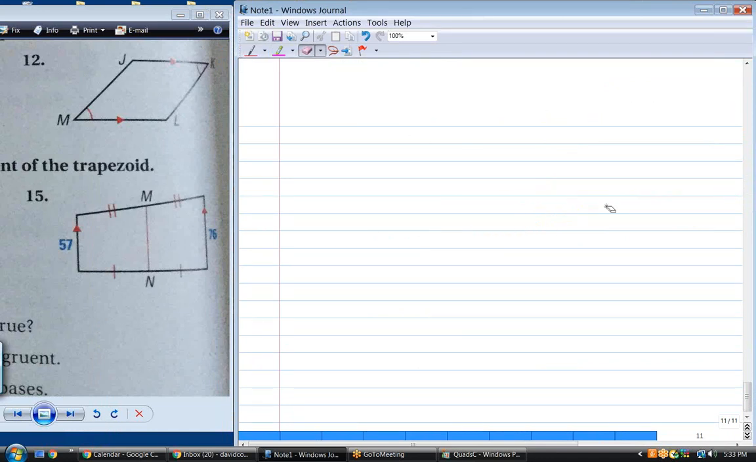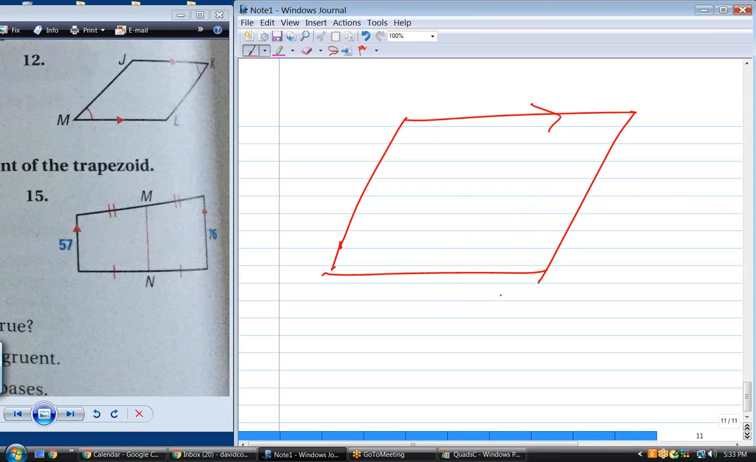In other words, one of the definitions of trapezoid is one and only one pair of parallel lines. So if I have something that looks like this, well, if I know that's parallel to that, it looks like a trapezoid, but if that's parallel to that, it's a parallelogram. And that's the only case where it's incorrect to call it a trapezoid, if it's a parallelogram.